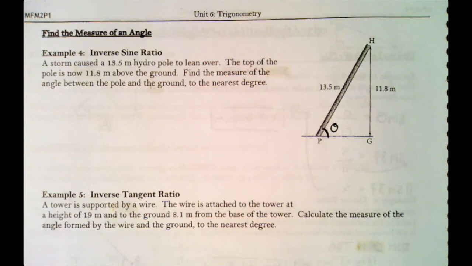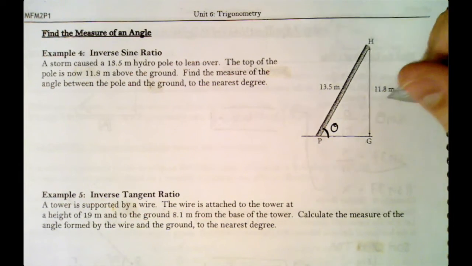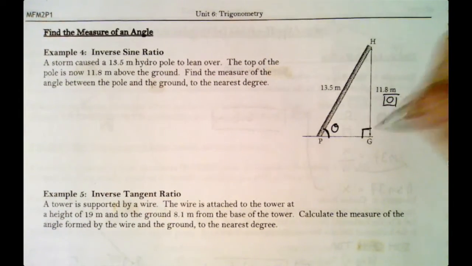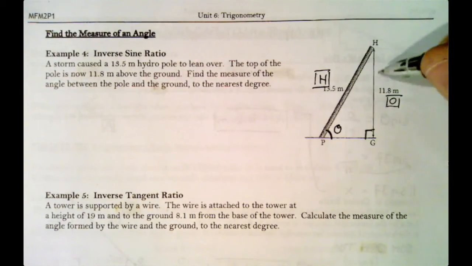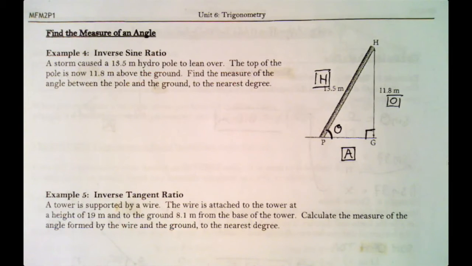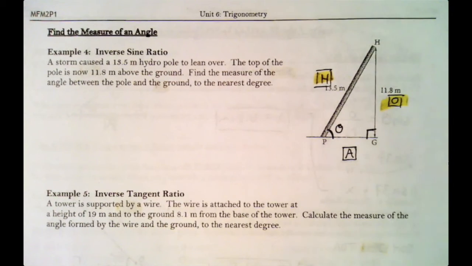So we're going to find an angle. We're going to first label our triangle with O, A, and H. Across from our angle would be our O. Across from our 90, 90's here, would be our H. And the other side would be our A. So the sides we know in this example are H and O.